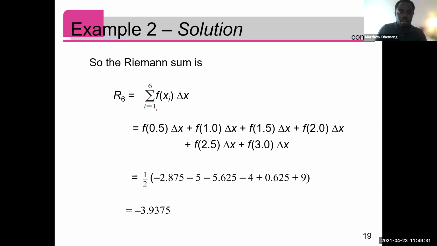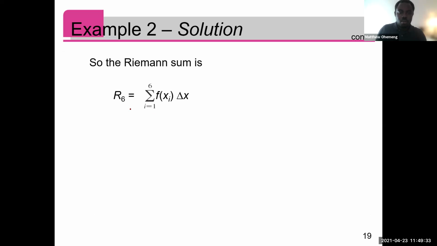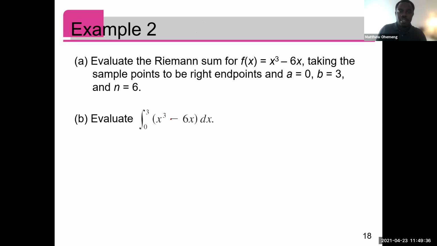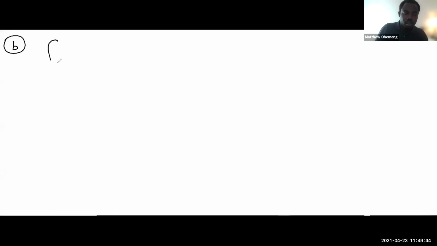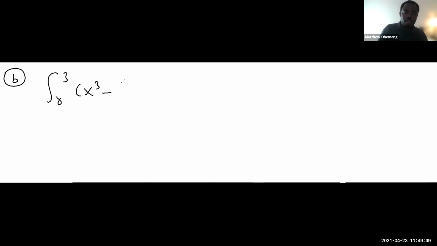So the function is, let me erase. Let me go back to the question. So the question says, evaluate this. I'm going to set it up, and then next time we meet, I'll solve it because it's too long to finish solving everything. So you have the integral from 0 to 3 of x cubed minus 6x dx. For this one, we need to evaluate this from first principles.